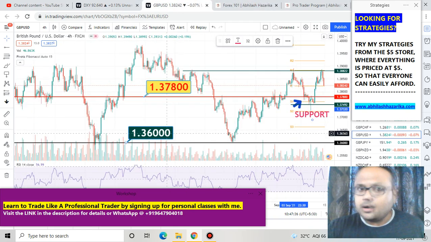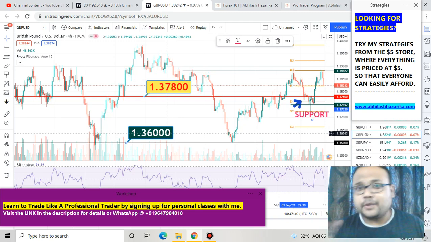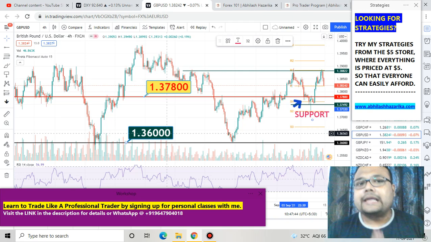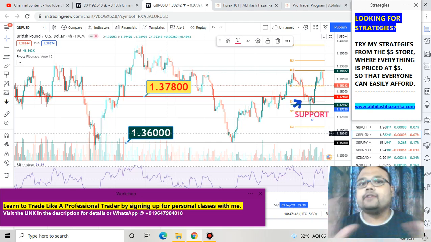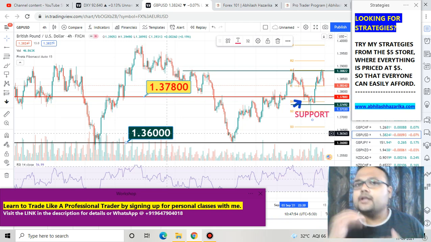If you look at the overall trend of the market here, then we do not get a clear picture about the trend of GBP USD, because we can clearly see that it is a sideways market. And as we all know, in a sideways market we do not have a proper trend. It means that the number of buyers is equal to the number of sellers.